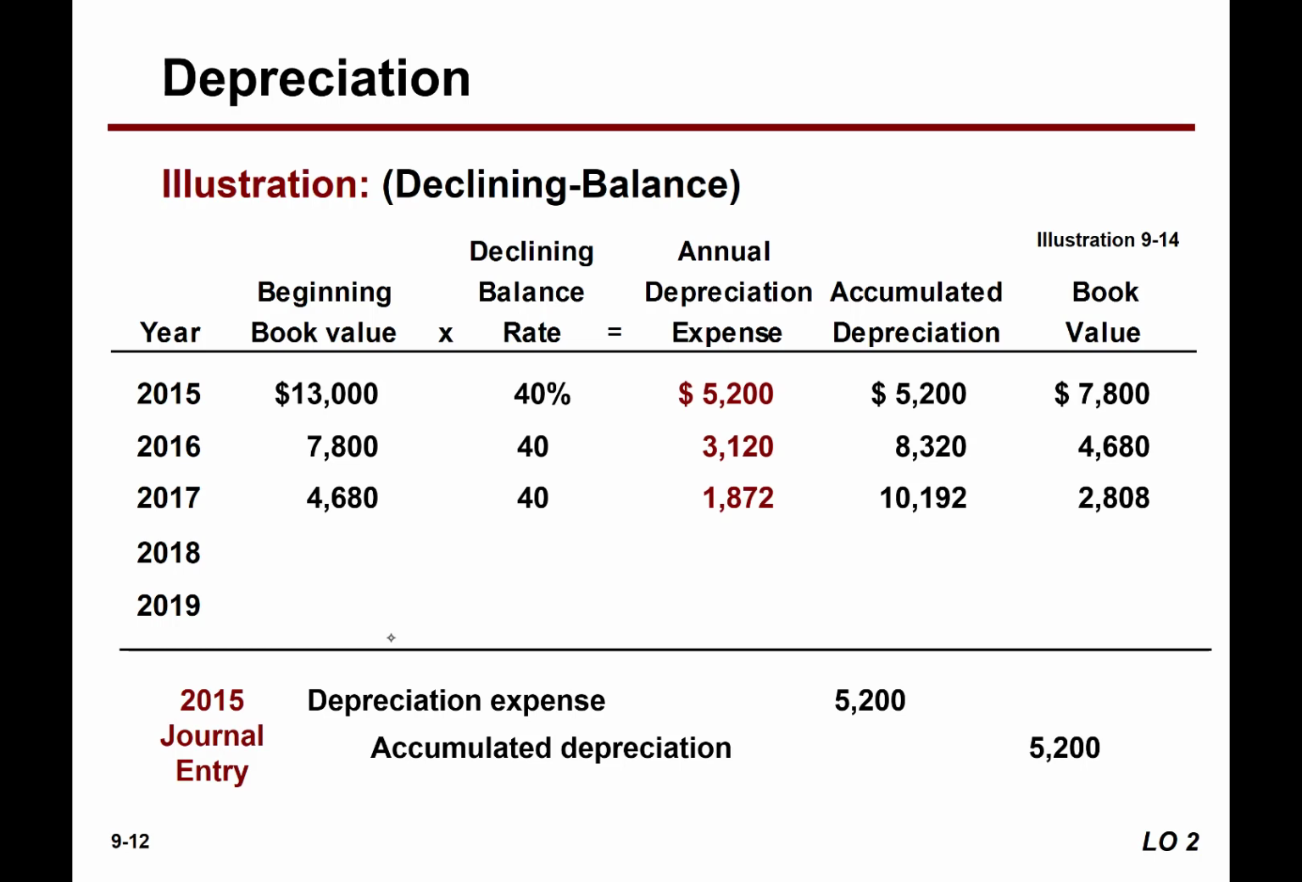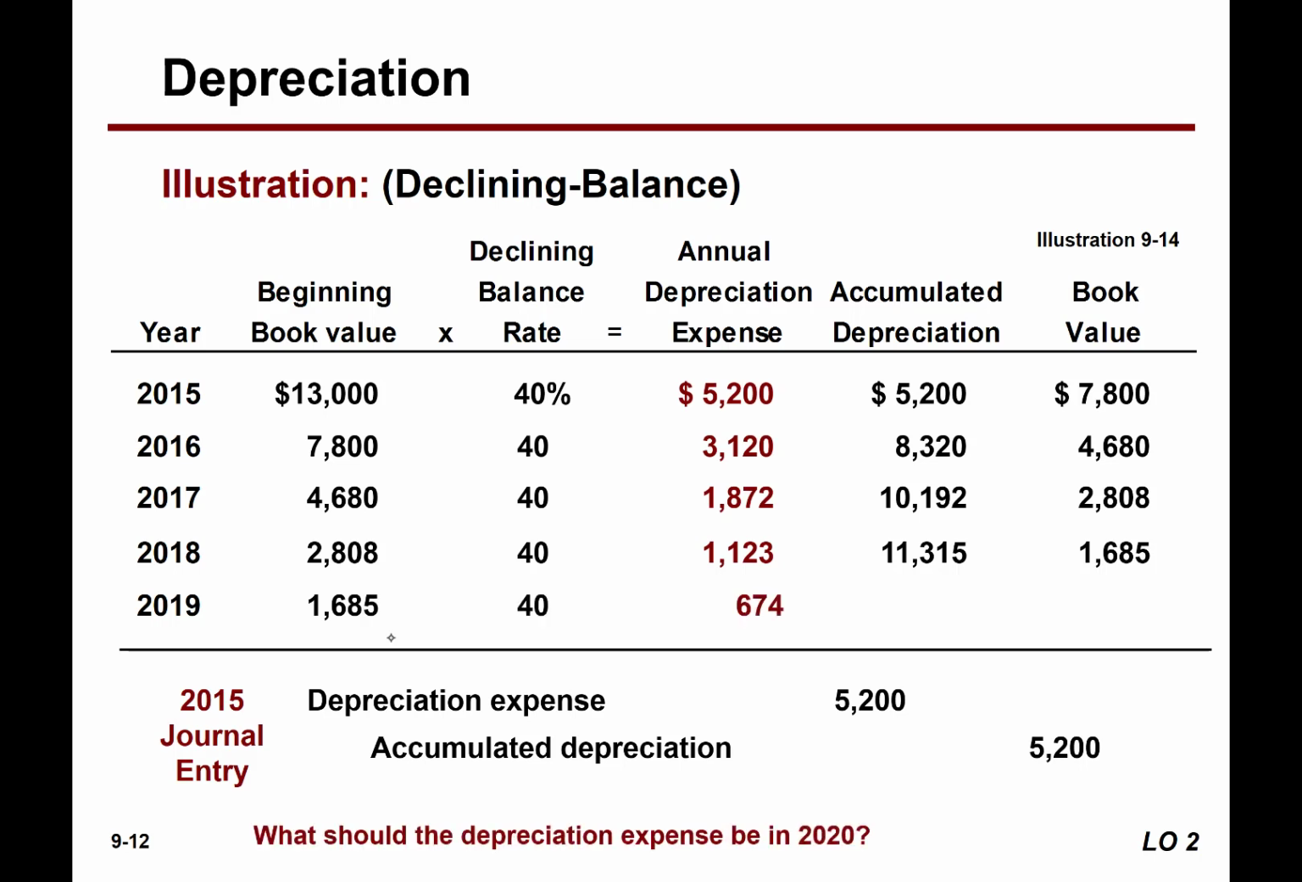I take that remaining book value, 2,808. I multiply that by 40%. I get 1,123. 1,123 now brings up my accumulated depreciation to 11,315. I take the 2,808 minus the 1,123, or the 13,000 minus the 11,315. That gives me 1,685, right? I take the 1,685, I multiply that by 40%, and when I do, I get 674.